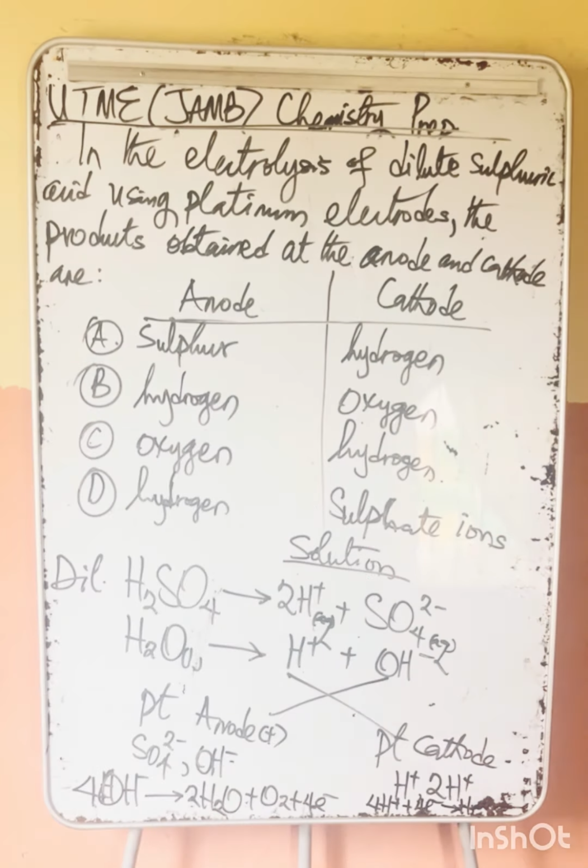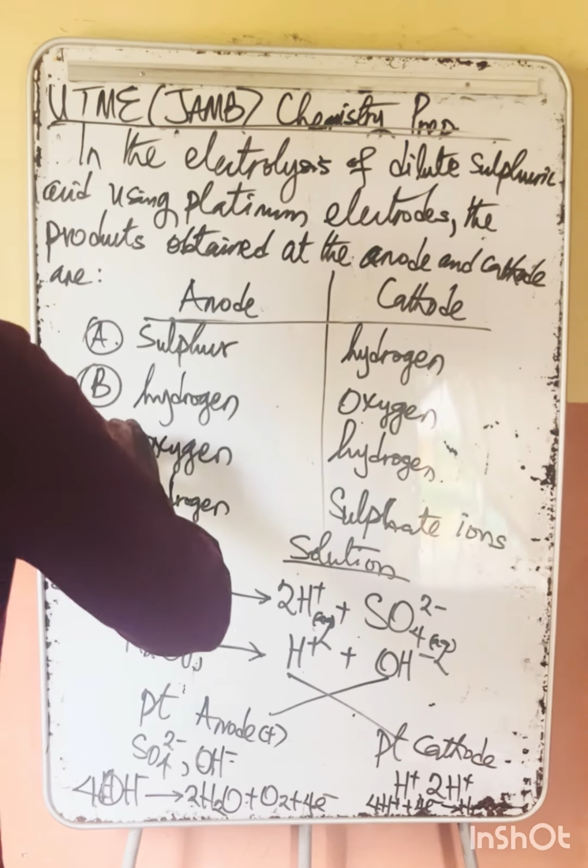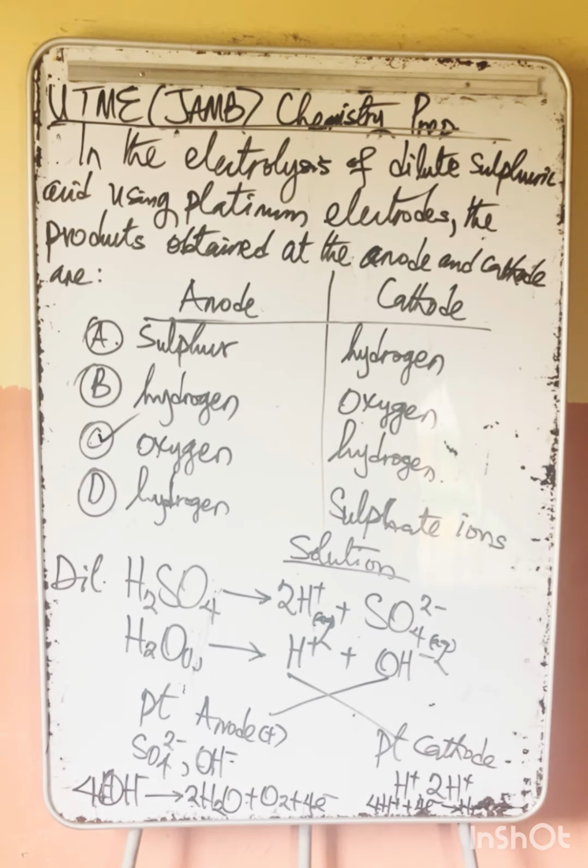If you don't see this, I'm sorry. So with this, our answer at the anode is oxygen, at the cathode is hydrogen. So our answer is obviously option C.